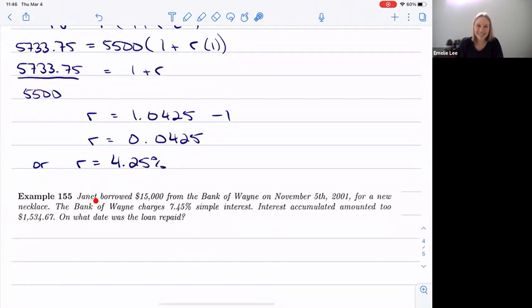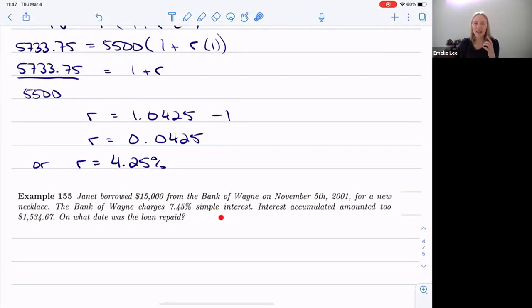So Janie borrowed $15,000 from the Bank of Wayne on November 5th, 2001. Okay, so it was a while back. Why did she need $15,000? Well, it was for a new necklace. She had to borrow the money. What a silly question. The Bank of Wayne charges 7.45% simple interest.